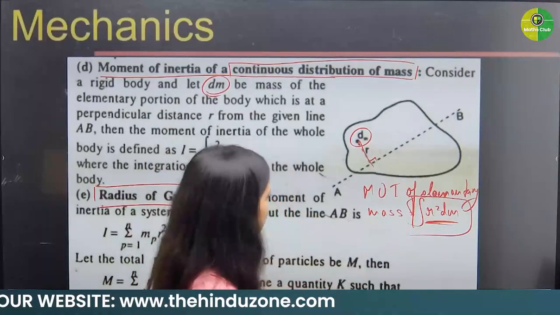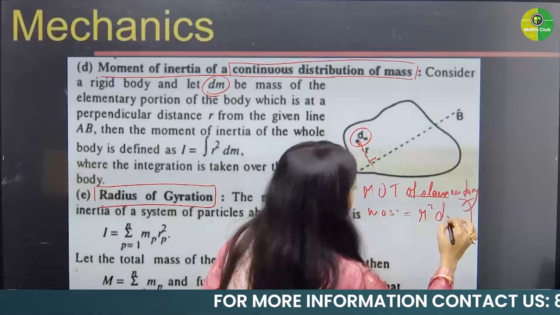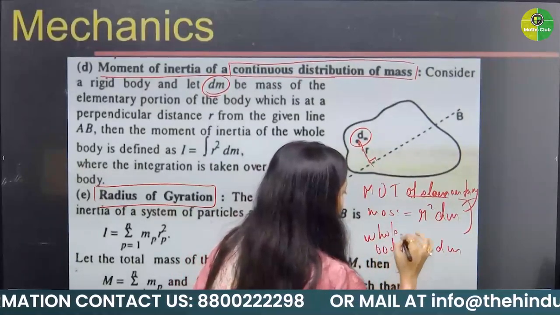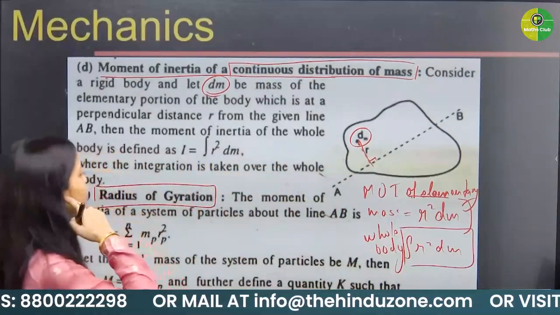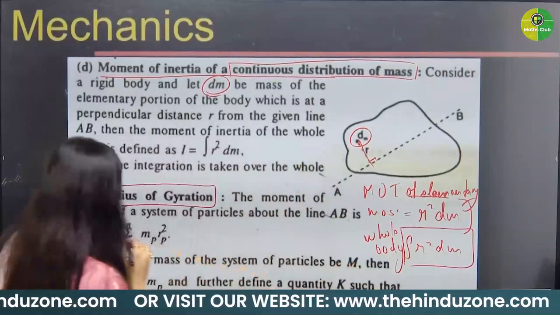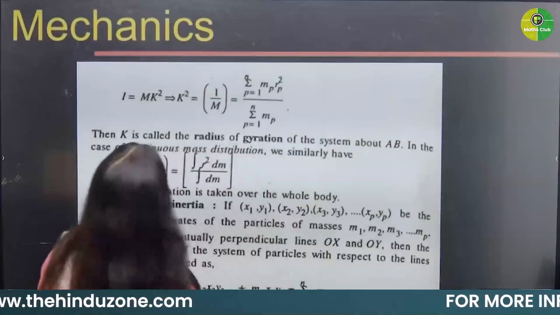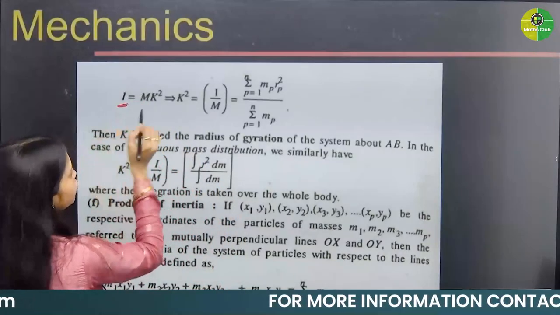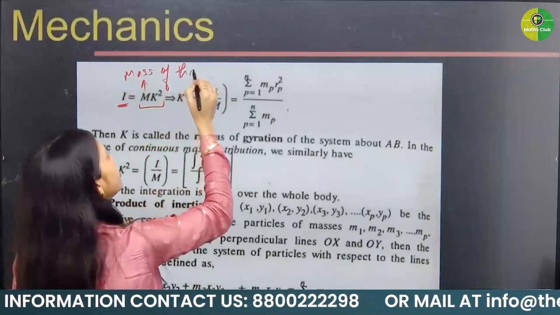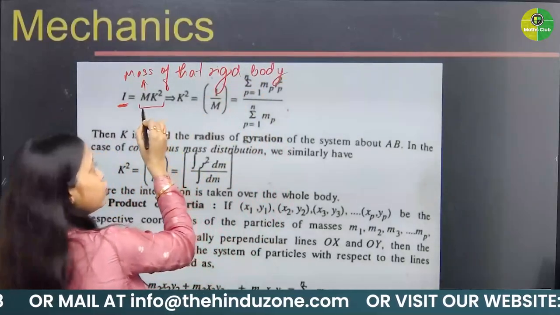This is the formula to find the moment of inertia for the whole body. Integration is for the whole body. After calculating the moment of inertia, you equate that moment of inertia with mk square. What is m? M is the mass of that rigid body. Or if you are taking combined bodies, there are two bodies, so we are talking about the total mass here. So this will be the total mass, times k square.